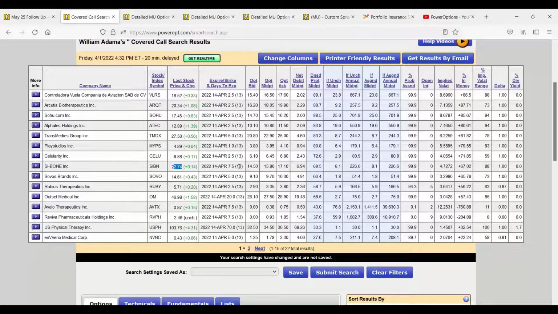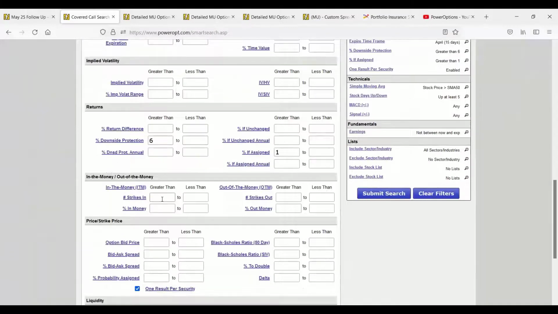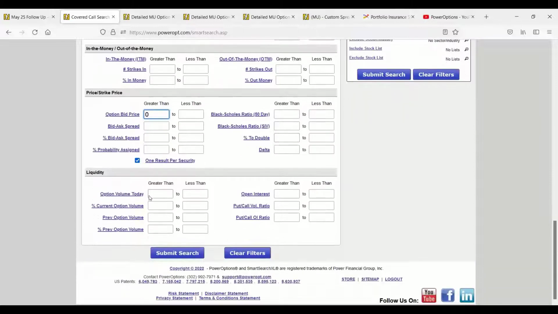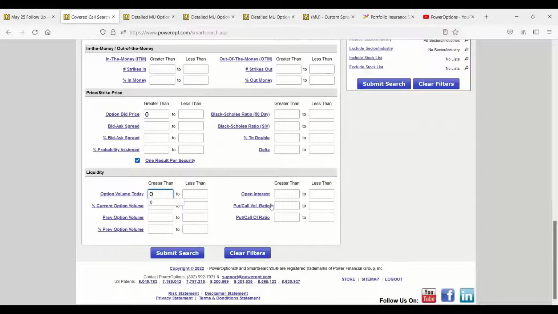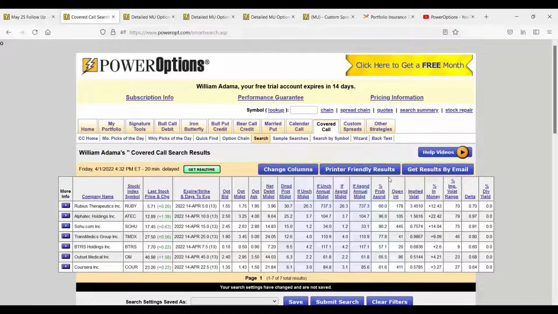Oh, one thing I should always recommend, and I usually do, but I forget sometimes, is that I want to see an option bid price of greater than 0. I don't want to see a 0 bid and a $4 ask. I'm not going to get filled at $2 on that price. There's no way. Also, I want to make sure there's some liquidity on the position. Maybe good open interest of 10, option volume today of greater than 0. This is very basic. Okay, that takes us down to 7.